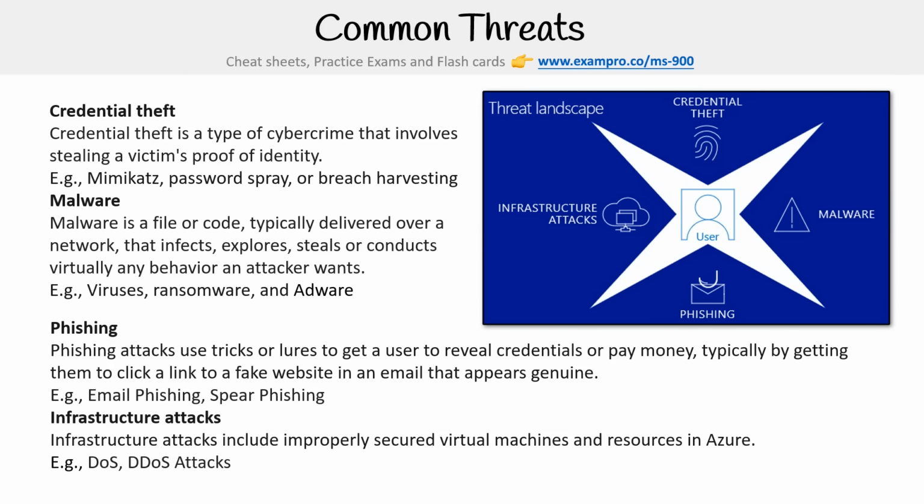Infrastructure attacks include improperly secured virtual machines and resources in Azure. Examples of infrastructure attacks include DOS and DDoS attacks. So, these are the common threats that Microsoft wants you to be familiar with. There's definitely more than just 4 types, but these are the main ones that Microsoft wants to focus on.